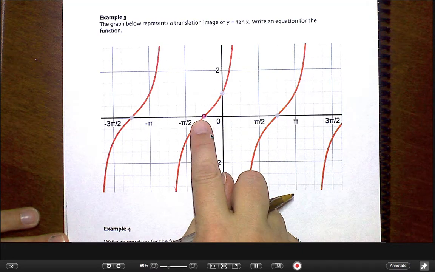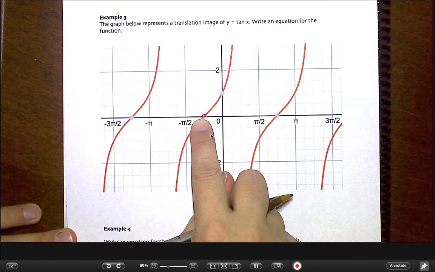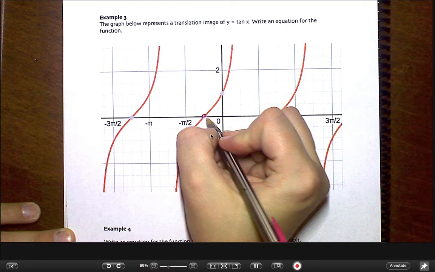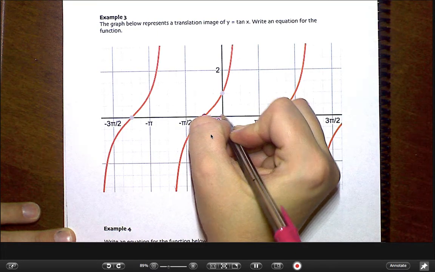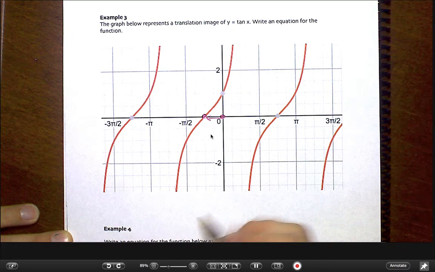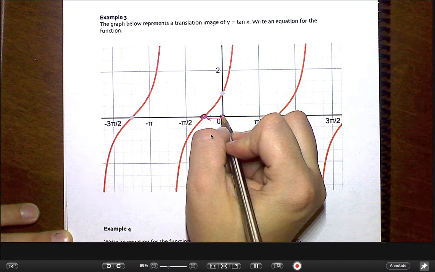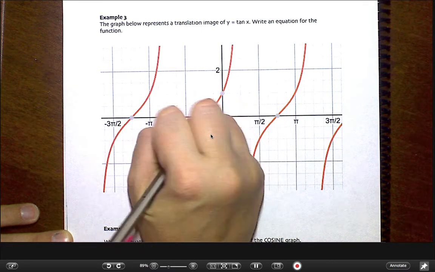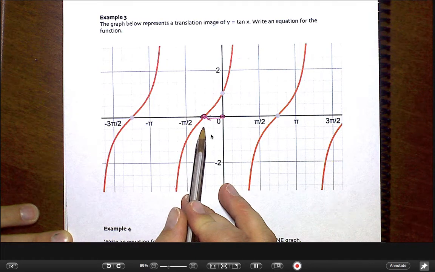But where is this point normally? Think about that for a second. On the tangent function, where should this be? This should actually be here, right? This original point would have been at the origin. The tangent function crosses at 0, 0. So judging by that point, I'm going to say that this graph got shifted to the left by, and let's see, it's half of pi over 2, so that would be pi over 4.